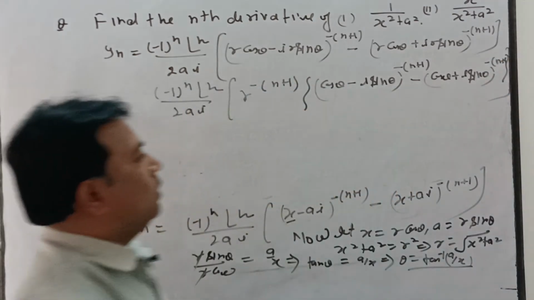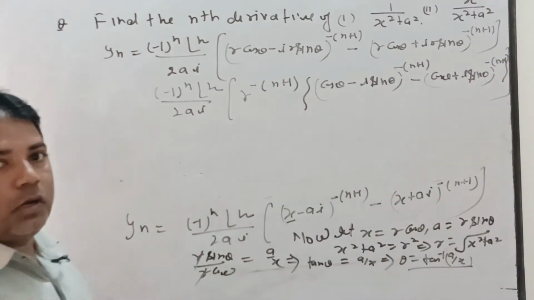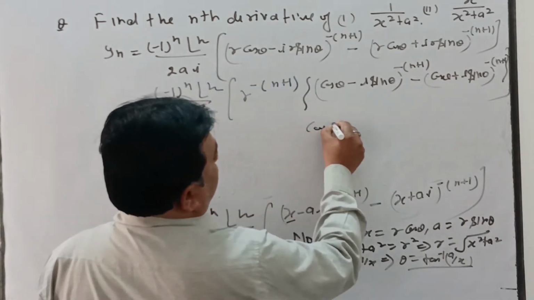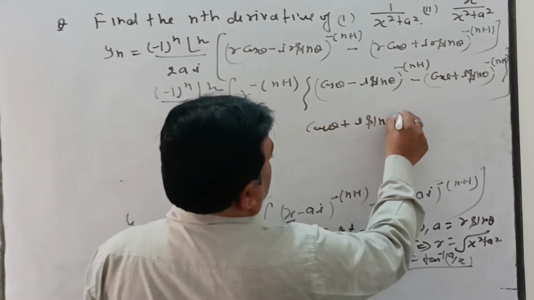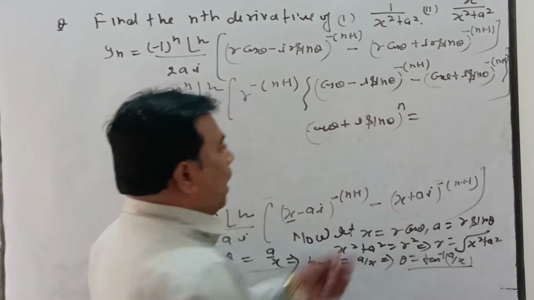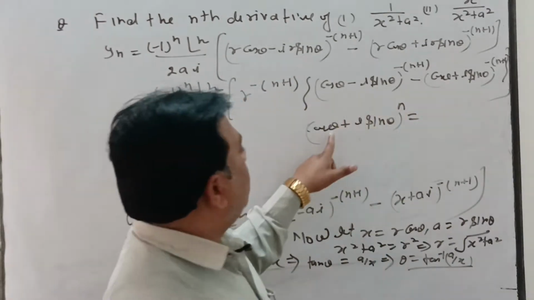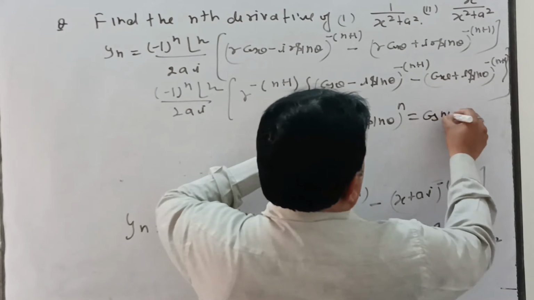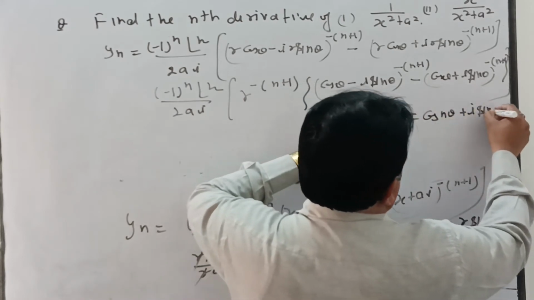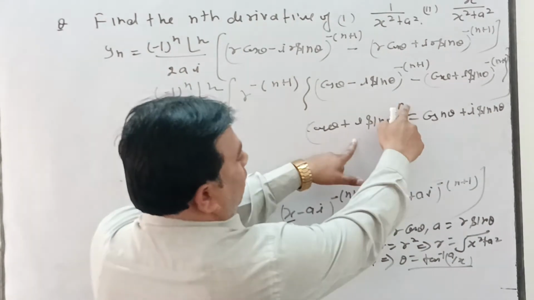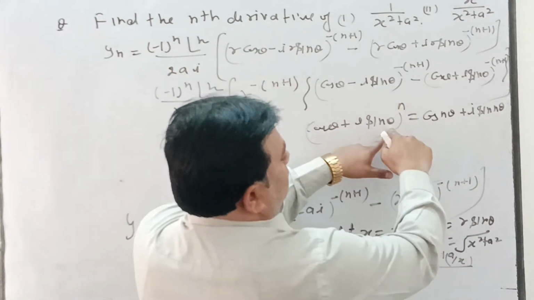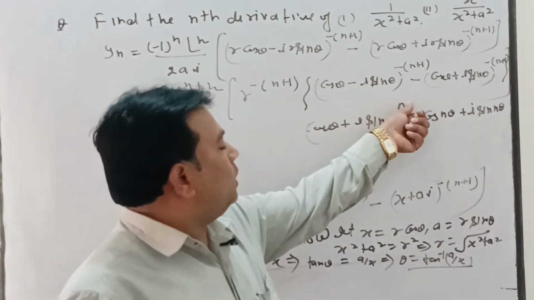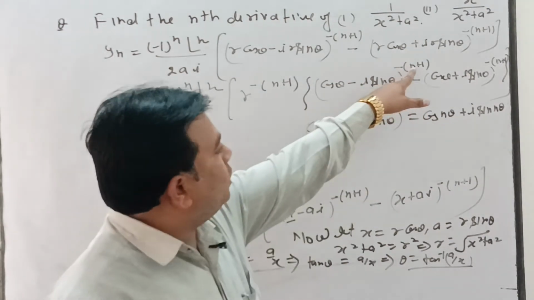The value of this we know by the De Moivre theorem. The De Moivre theorem is: cos theta plus i sin theta whole power n equals cos of n theta plus i sin of n theta. The power is multiplied by theta. This is the De Moivre theorem. Okay, the power multiplies with theta. The same procedure applies here.